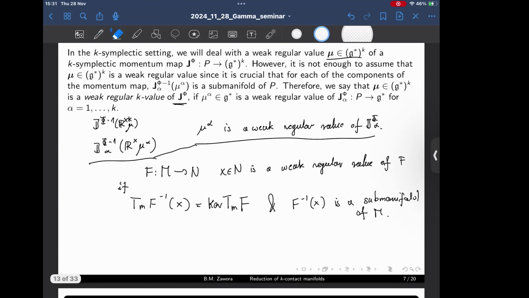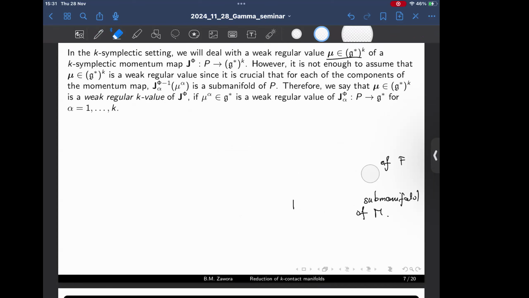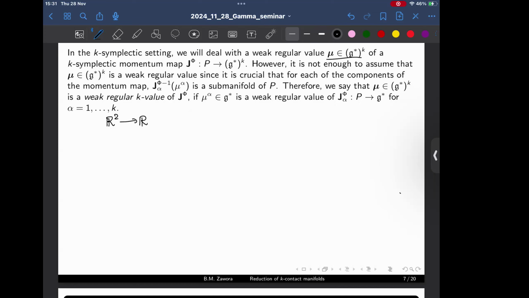Okay, so let me show you a simple example when we deal with a non-regular, non-weak regular value. So consider a map from R cross R to R such that it takes (x, y) and maps to x squared. Call it f.